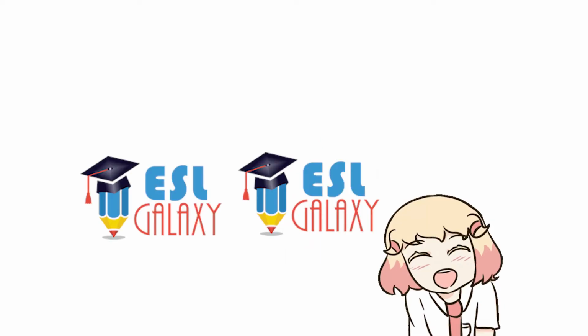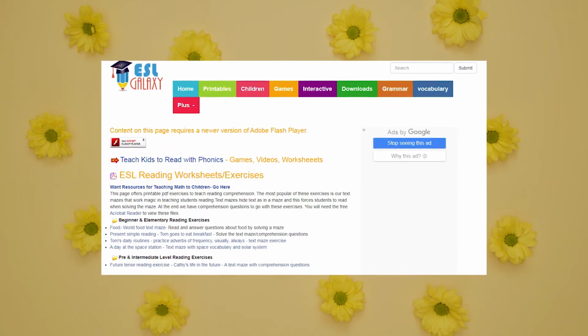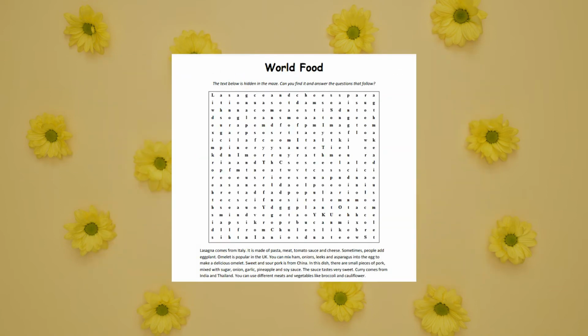My last resource is the ESL Galaxy website. It has great printable PDF exercises to teach reading comprehension for beginners. They follow something called text mazes. It basically means what it suggests.